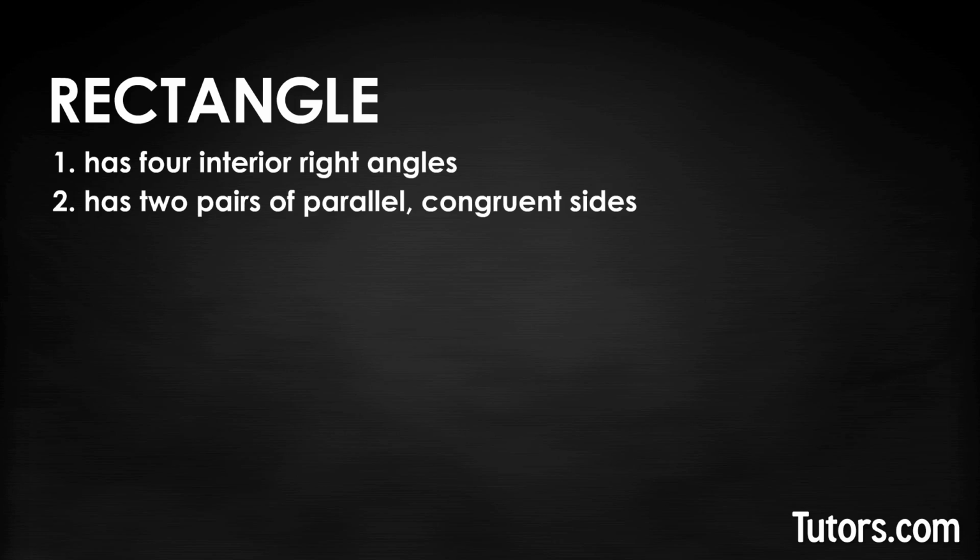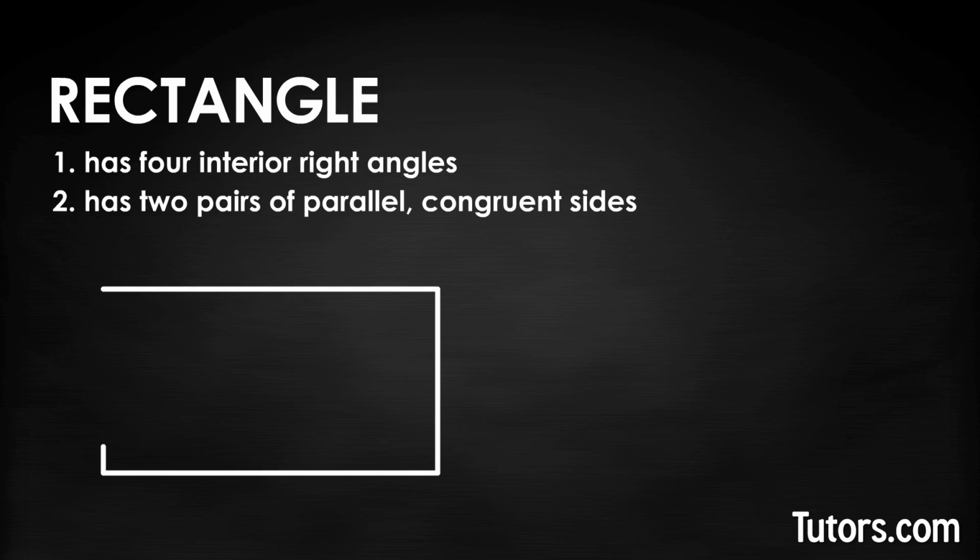Before finding the area of a rectangle, make sure you actually have a rectangle. You can recognize a rectangle by checking for its two identifying properties. A rectangle has 4 interior right angles and 2 pairs of parallel congruent sides. The only way to construct a polygon meeting those 2 requirements is to make a rectangle.